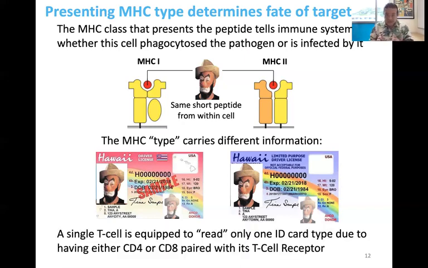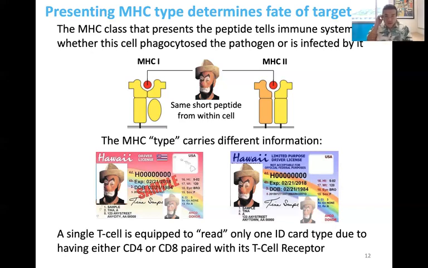So a single T cell then, right, and this is crucial that I get this point across, is equipped to read only one kind of ID card due to that T cell either having, in addition to its T cell receptor, of course, a CD4 or CD8 co-receptor on its surface to help out and bind to the MHC and actually interpret which MHC type, 1 or 2, the T cell is actually encountering.